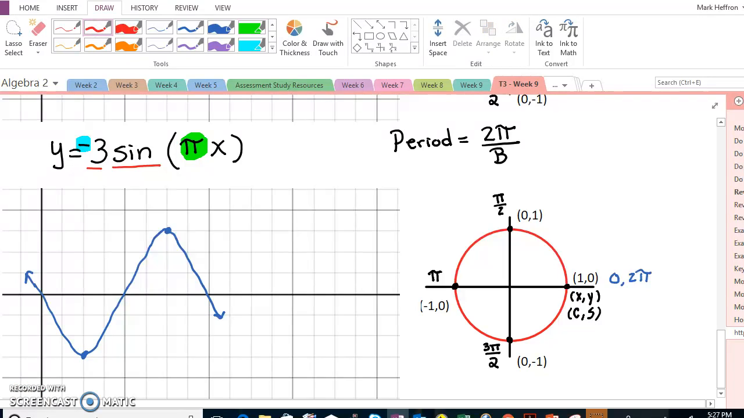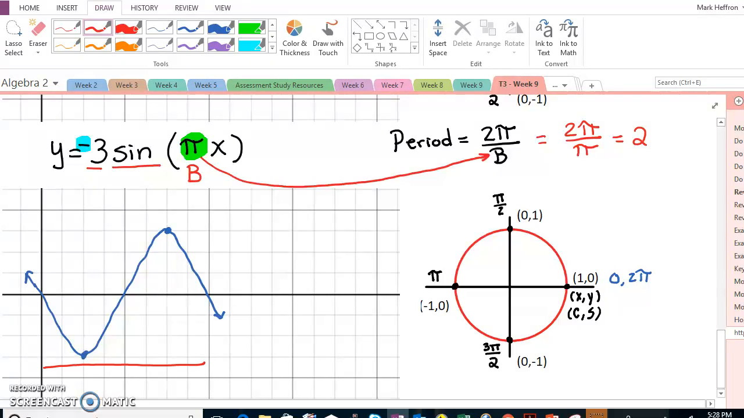So again, the coefficient or the multiplier of x is always our b. So I have the period equal to 2 pi over pi, or just 2. So that means one full cycle is complete in 2, so I'm going to label this as 2. Again, I didn't label because I wanted to adjust for my period.